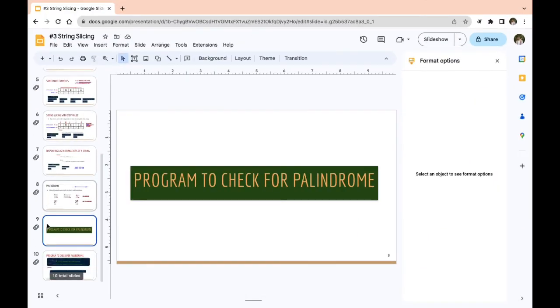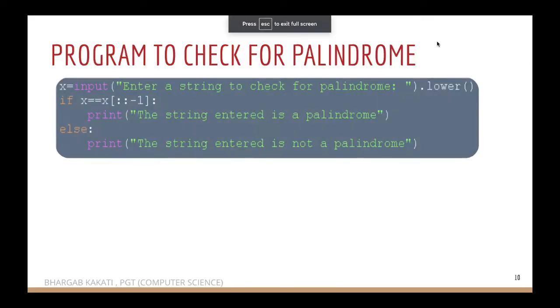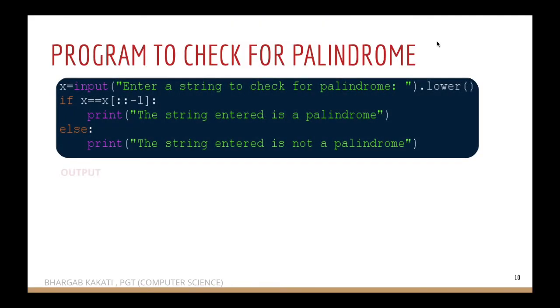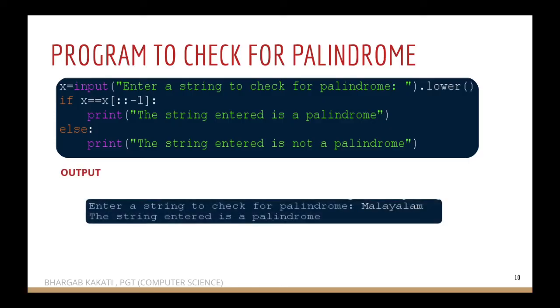Alright, so here is the program which we did just now, and here the first string is given as Malayalam and the string entered is a palindrome. Here why this lower is given, otherwise if I do not give dot lower for Malayalam, it will show that the string is not a palindrome, but since I gave dot lower, it will convert everything into lowercase and then it will check the result.